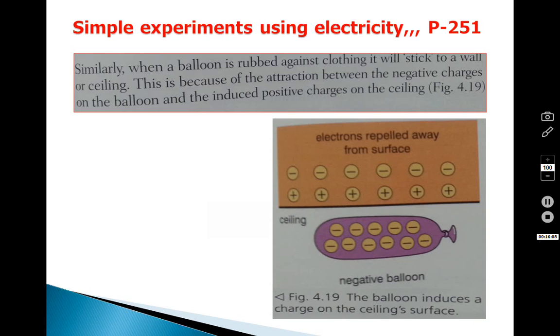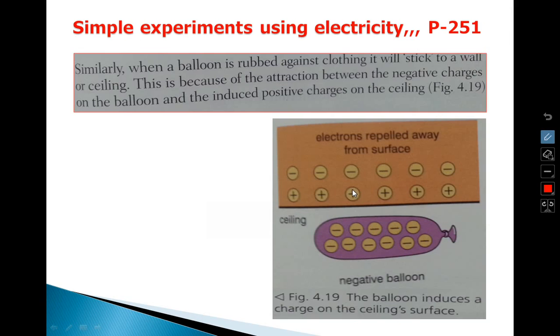So similarly, when a balloon is rubbed against clothing, it will stick to a wall or ceiling. So if the balloon here is rubbed with some clothing, it will stick on the surface of a wall or a ceiling. This is because of the attraction between the negative charge of the balloon and the induced positive charge of the ceiling. Say here, the balloon is negative charge.